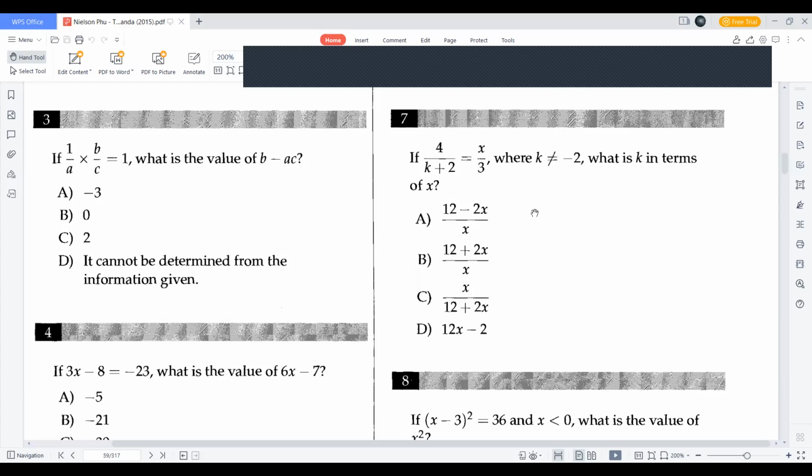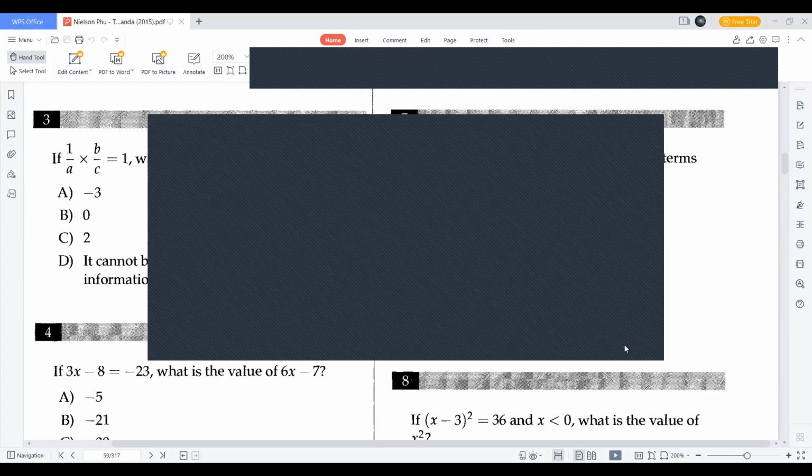What is k in terms of x? So this is a transposition question. So 4 over k plus 2 is equal to, what did they say? X over 3. And they're asking us, what is k in terms of x? How would we do this, guys?